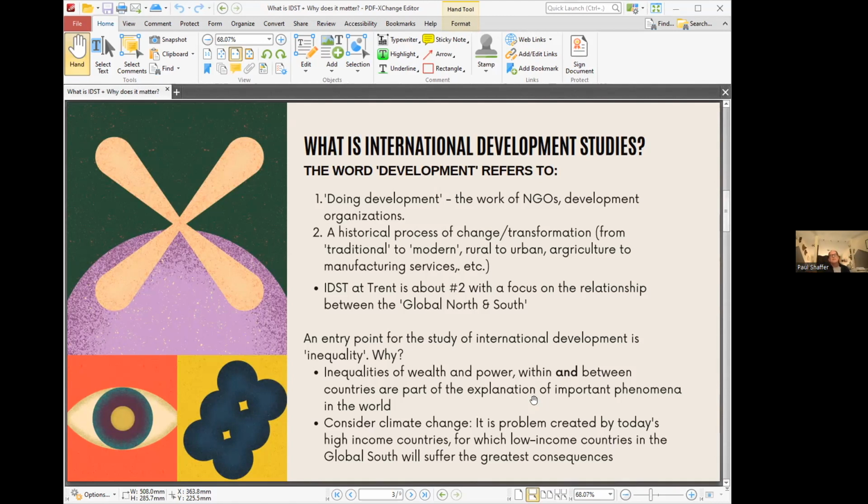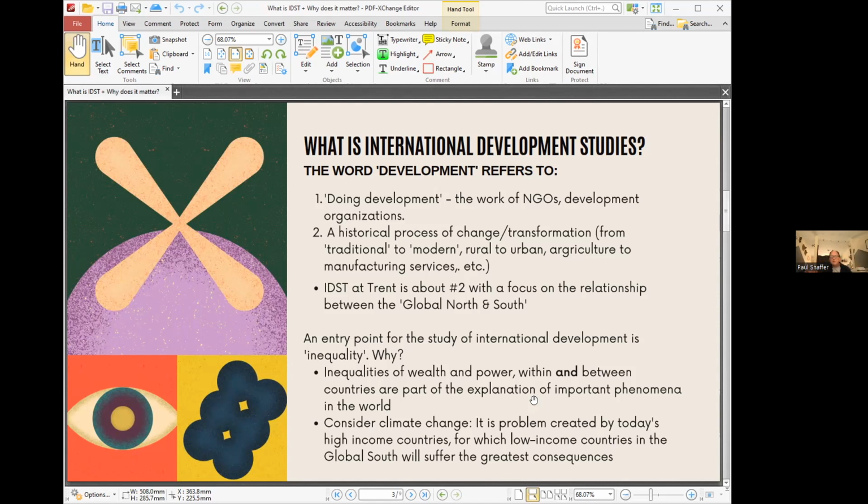A second preliminary point is that for us an entry point to understanding these long-term processes of change is inequality. Okay, so what's the big deal about inequality? Inequality of wealth, of income, of power, both within countries, but also globally between countries, is part of the explanation for a lot of the stuff that we study.